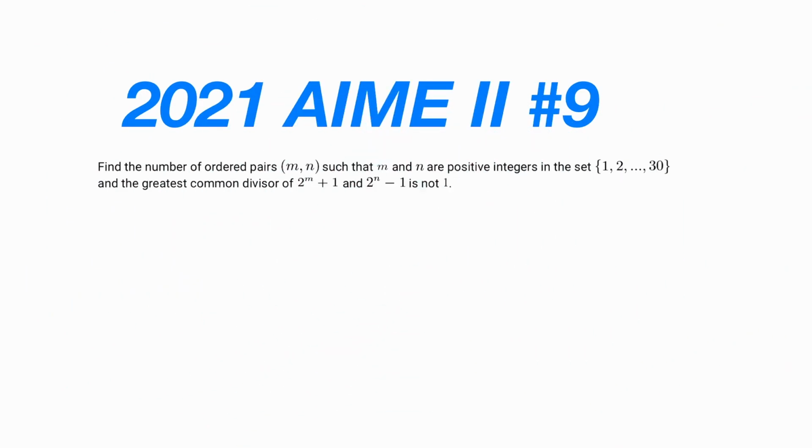In today's episode of Interstigation, we'll go over 2021 AMC 12B number 9. In this problem, we want to find the number of ordered pairs (m, n) such that m and n are positive integers from 1 through 30, and the greatest common divisor of 2^m + 1 and 2^n - 1 is not 1.